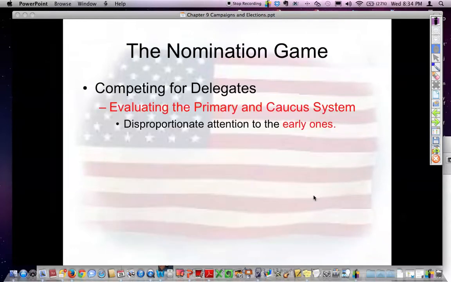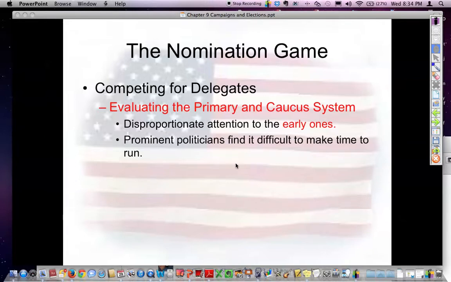So competing for delegates is very important. Just a little bit of feedback and we'll end this part. It is a disproportionate amount of attention on the early ones. That's why states like Michigan in 2012 tried to go earlier than Iowa and New Hampshire, and they were penalized for it by the Democratic Party. Prominent politicians find it very difficult to make time to run. Sometimes a very popular senator might find themselves more effective in the role of senator than taking two years out of their time to run for president.